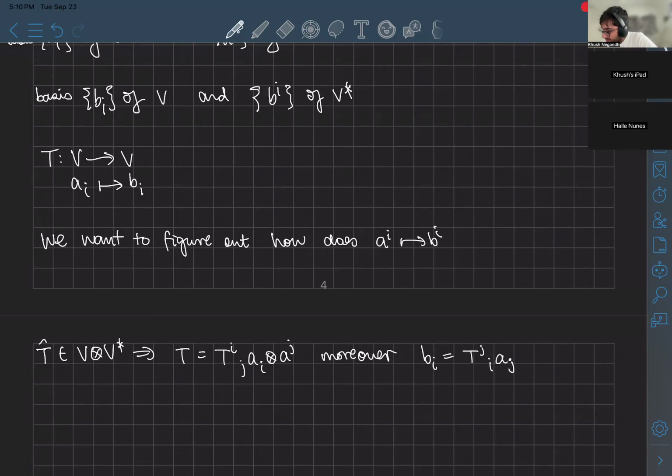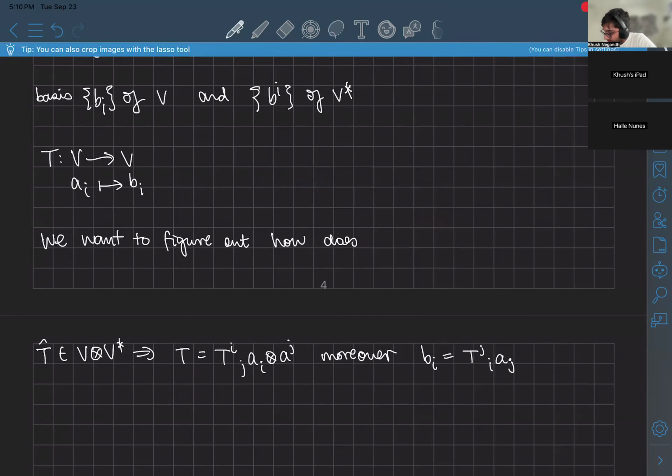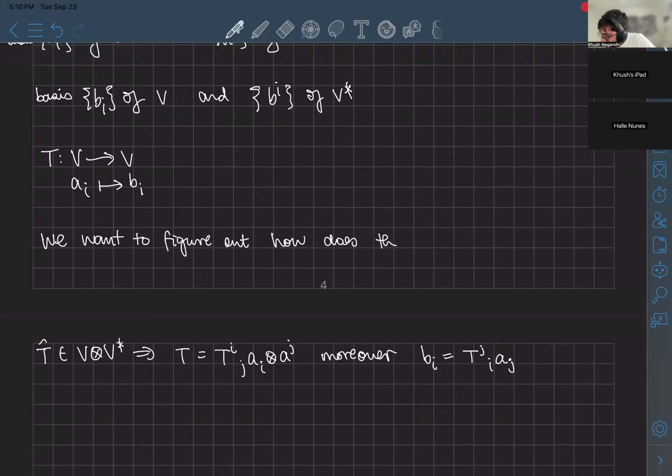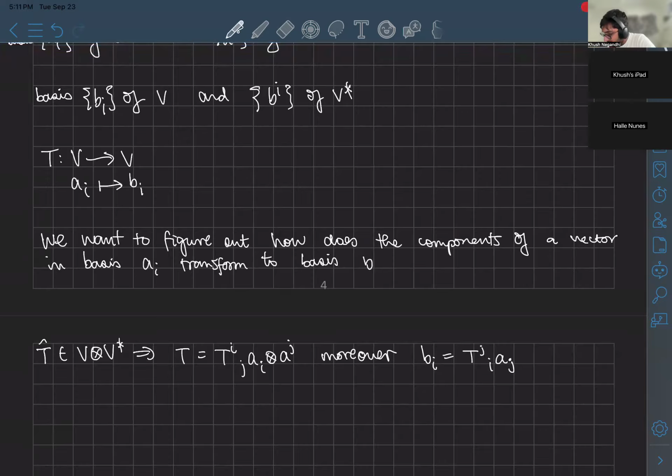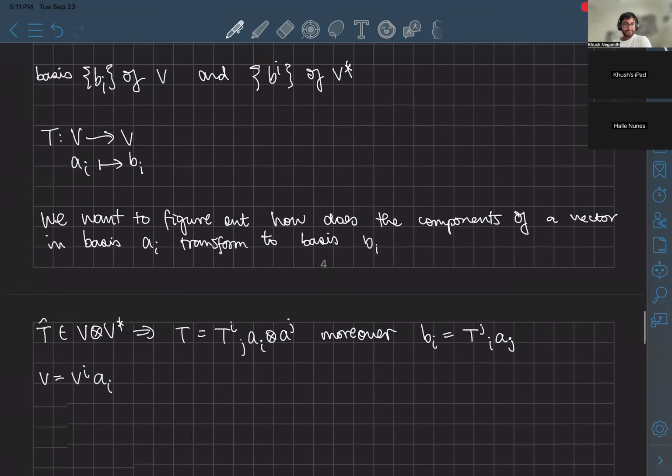Sorry, I also misspoke here. We want to figure out how the components of a vector in basis A_i transform to basis B_i. So we can now write B_i as T_ji A_j. And now say we have a vector equal to V_i A_i.